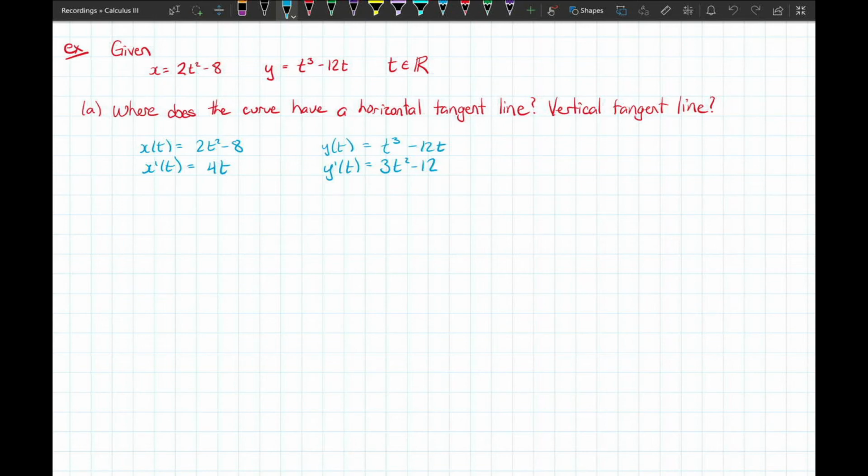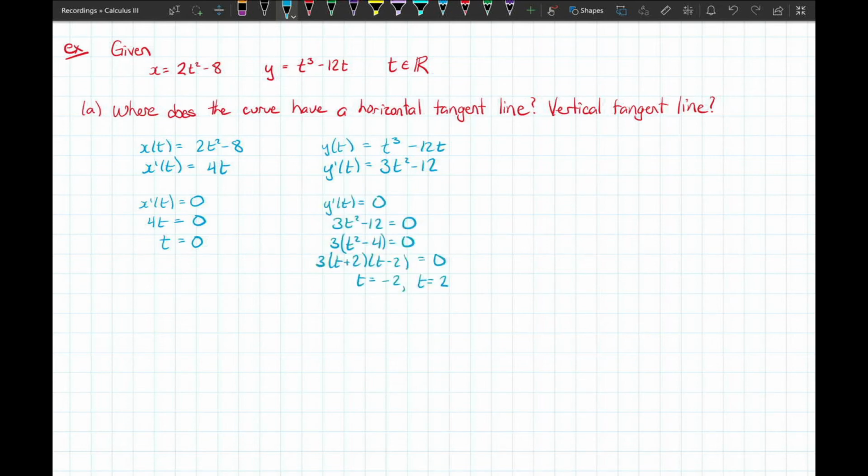And remember that we end up with a horizontal or vertical tangent line when one function's derivative equals 0 and the other does not. Let's start taking a look at the derivatives. Let's start off with x prime of t equal to 0. That gives us t equal to 0. What about when y prime of t equals 0? In this case, we'll have to factor. That gives us 3 times t plus 2 times t minus 2, which gives values of t of negative 2 and positive 2.